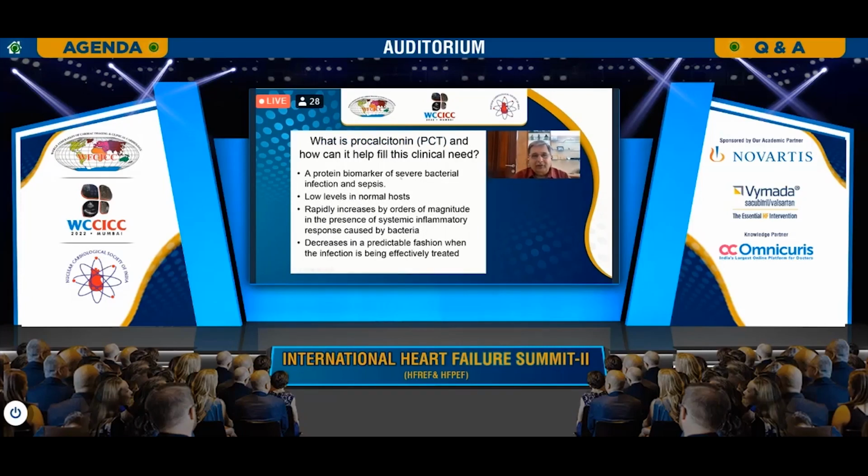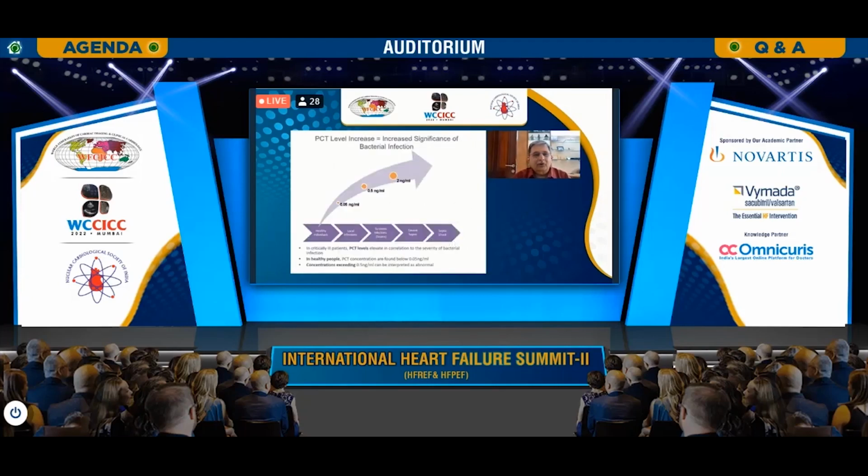It's a protein biomarker of severe bacterial infection. It has low levels in normals, and it rapidly increases by orders of magnitude in the presence of a systemic inflammatory response caused by bacteria. And it decreases proportionately when proper treatment is given. So 0.05 nanogram per ml is normal, 0.5 is significant infection, and anything above 2 is severe infection.